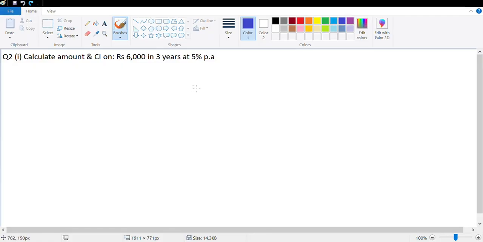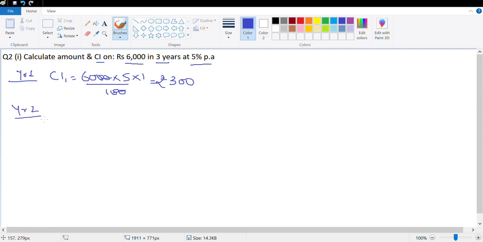Hi guys, let's look at the homework questions for this exercise 2A. It says calculate the amount on CI on 6,000 in 3 years at 5% per annum. So for year 1, interest would be equal to principal into rate into time upon 100, which is equal to rupees 300.